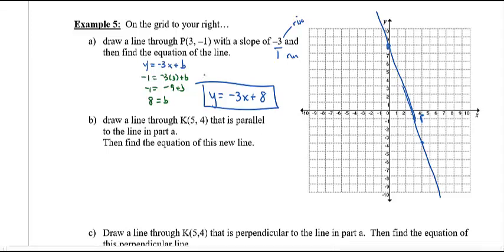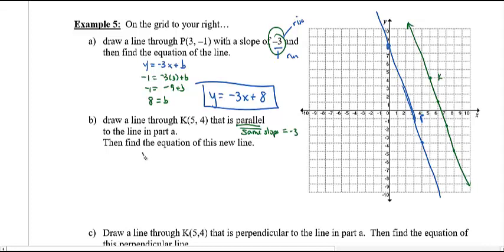Okay, well, what about B then? It says draw a line through K, which is 5, 4. I'm going to plot 5, 4. That is parallel to the line in part A. Parallel meaning same slope, right? So the slope in this case is -3. So the same idea: 3 down, 1 to the right, repeated. Nice parallel line through the point K.